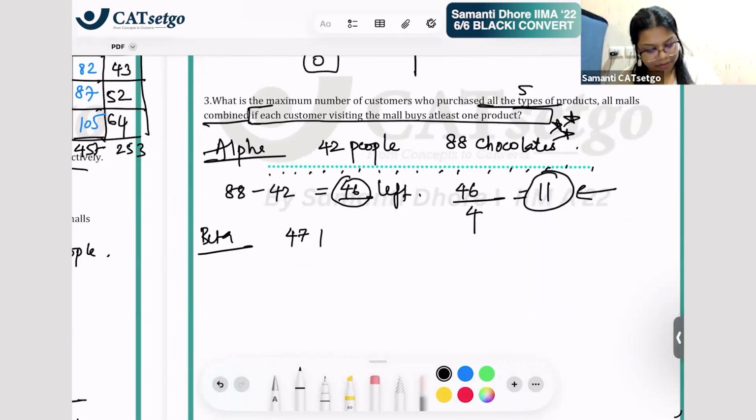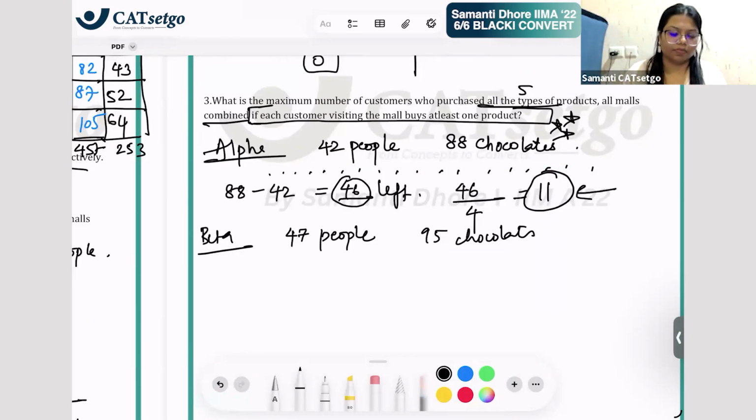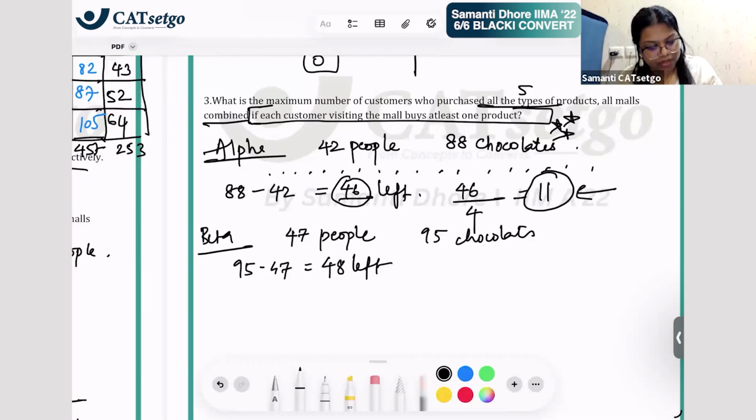Beta is 47 people and 95 chocolates, I think. Every person gets one chocolate for sure. So you have this bowl of 95 chocolates, you gave one to each of the 47 people. So you have 48 chocolates left with you.